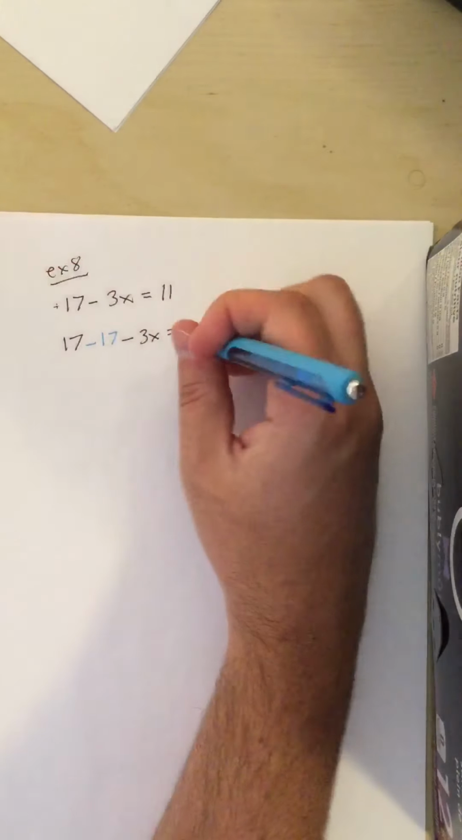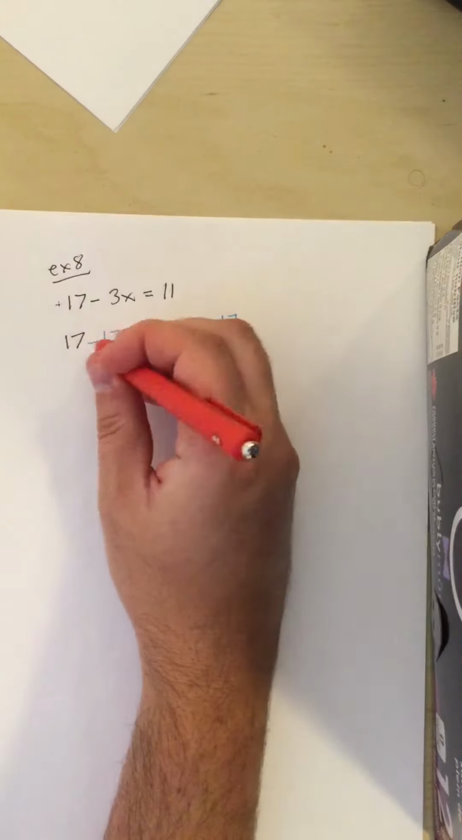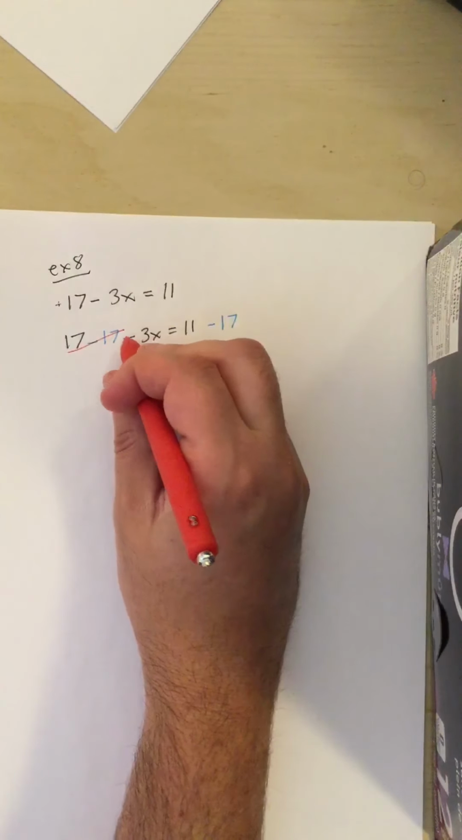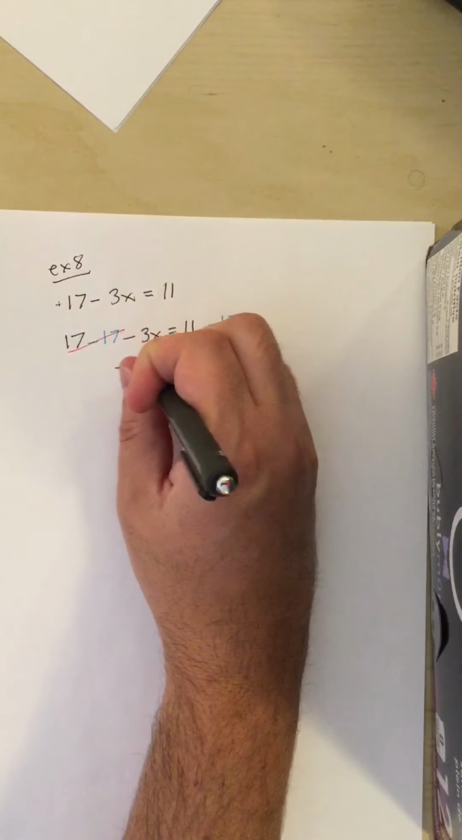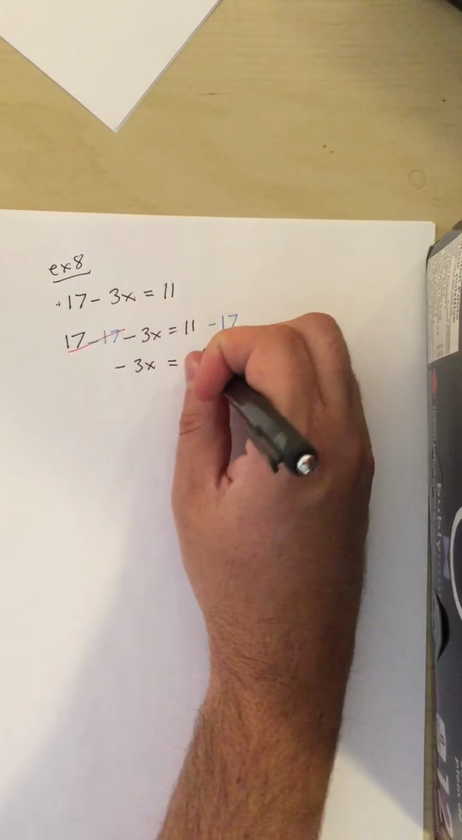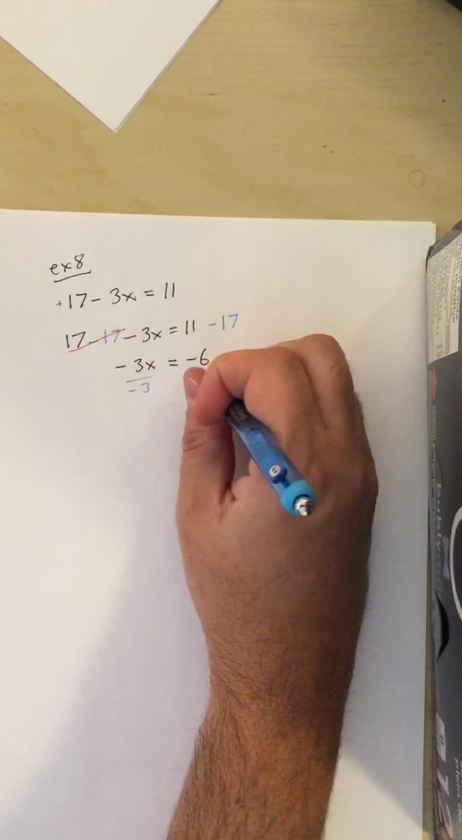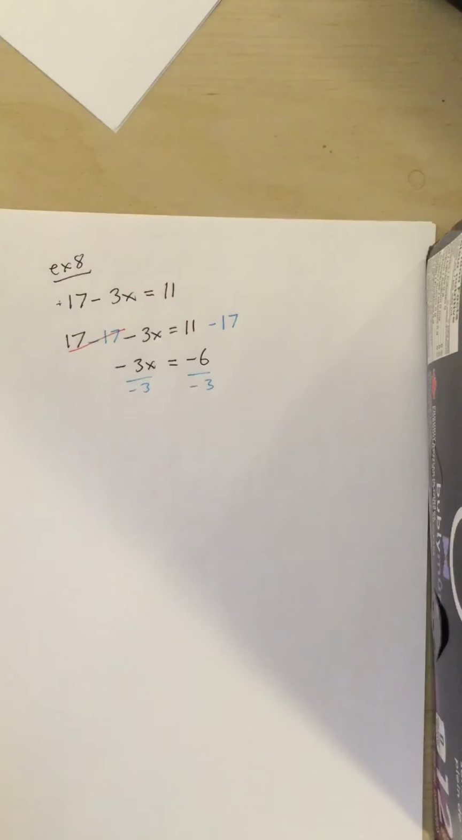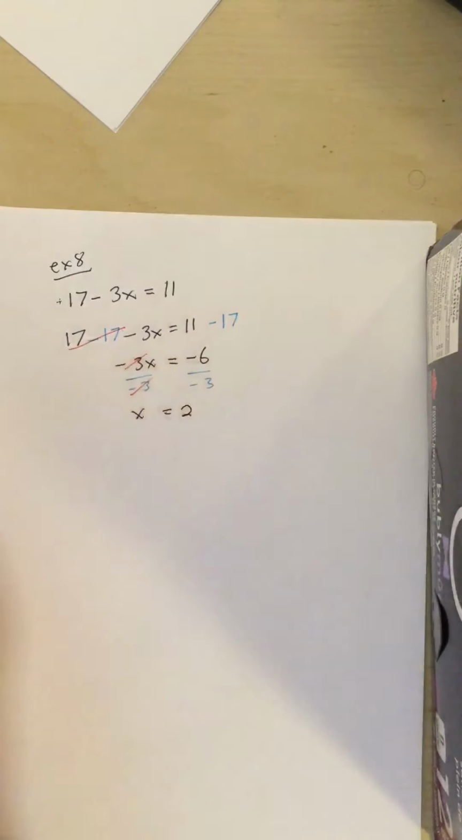So it's 11 minus 17. Now 17 minus 17 is 0, but this minus is still left. You have to be careful about that. So this becomes minus 3x equals negative 6. Divide both sides by minus 3. And we get that x equals 2.